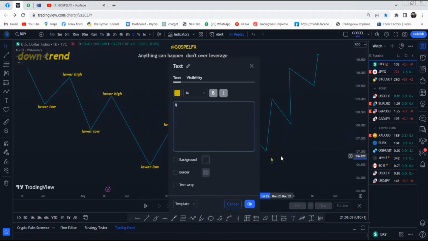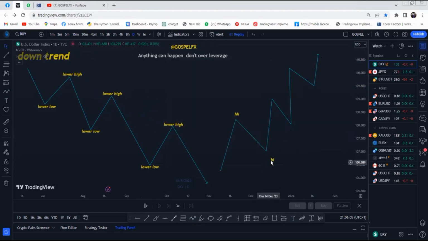Why is there a higher low? Because it's actually higher than this, but it's still lower than this. So it's a higher low. Okay, it's higher, but lower than this. So it's a higher low, and this is a higher high because it's actually higher than both of them. So that's how an uptrend is formed.